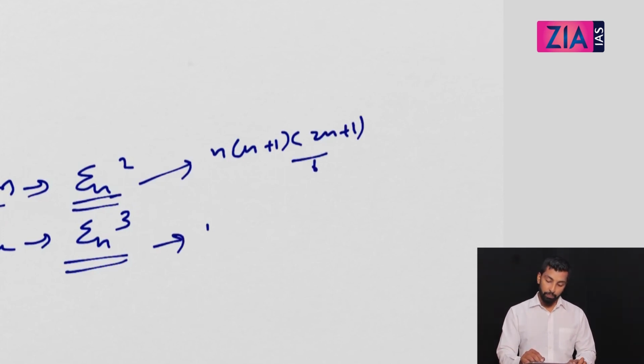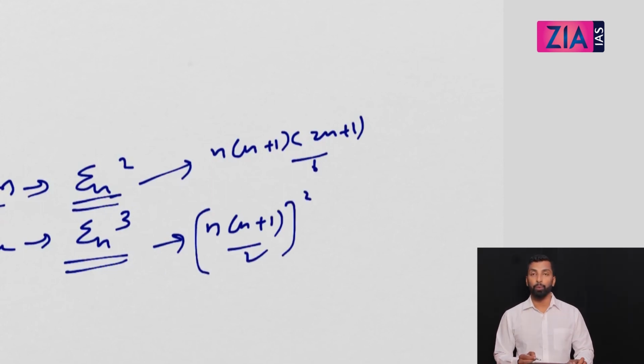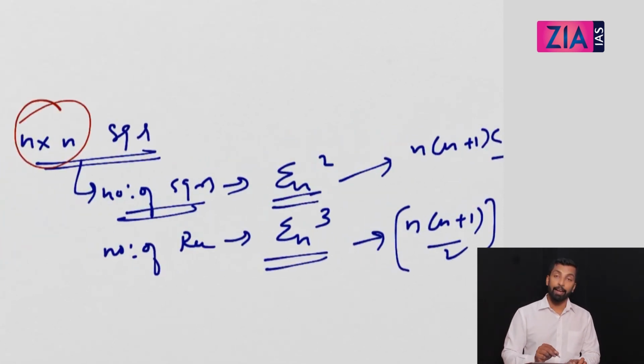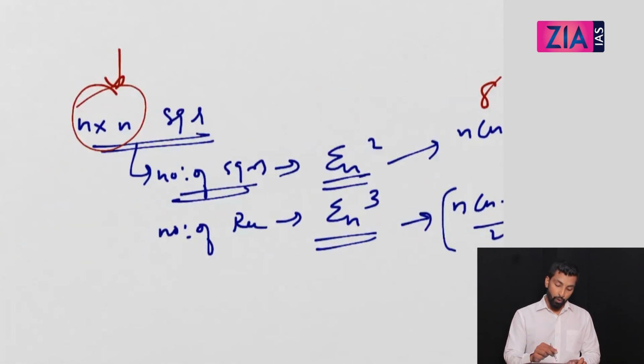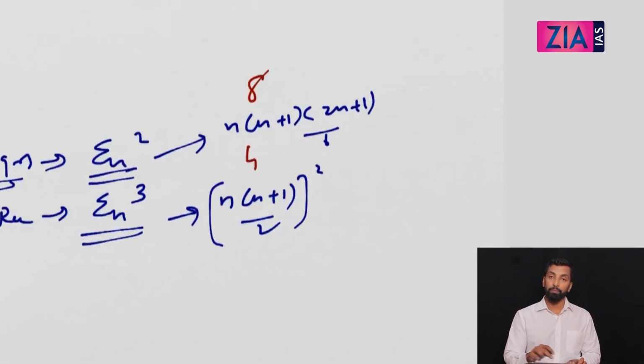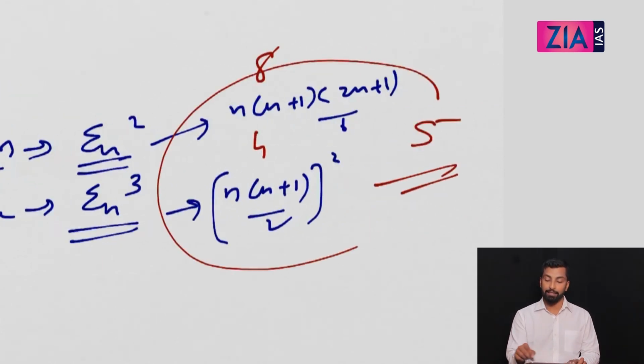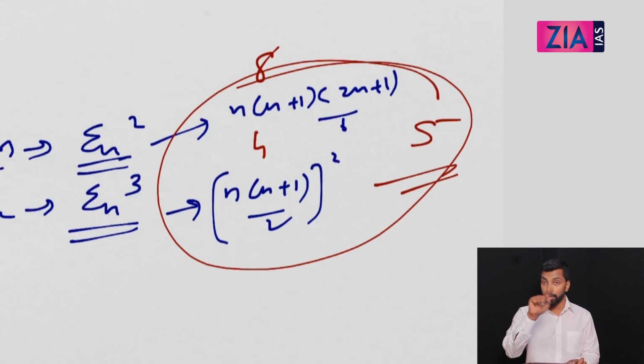Sigma n cube is n into n plus 1 by 2, raised to 2. What is n? That depends on the given square, n into n square. If 8 into 8 square, n is 8. If 4 into 4 square, n is 4. If 5 into 5 square, n is 5. Just substitute and get the answer. Don't think too much. Don't try to count also.